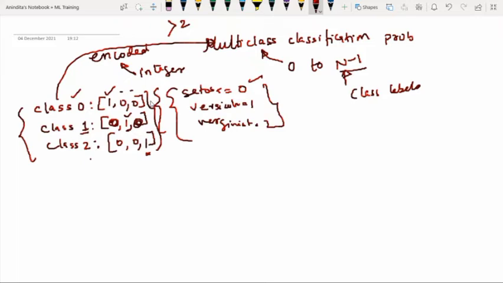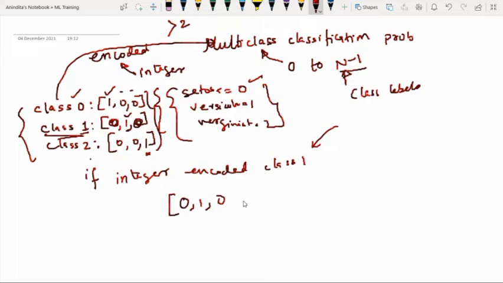Now see what we are doing. We are talking about weight assignment. For example, say we have the integer encoded class 1, and we are expecting to give some weightage to this class 1. So this class is the 0 1 0 class. Now how will the softmax output look?